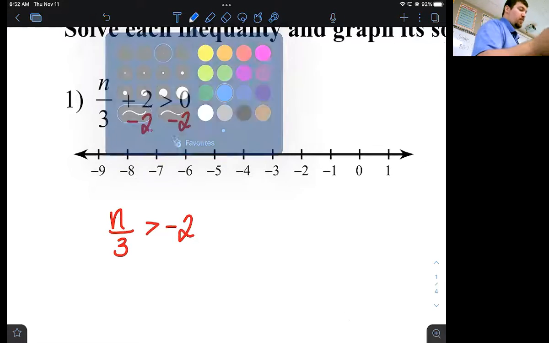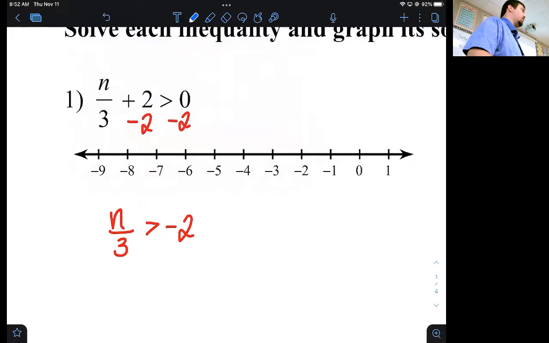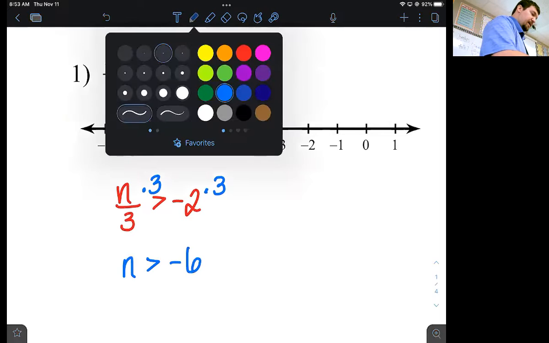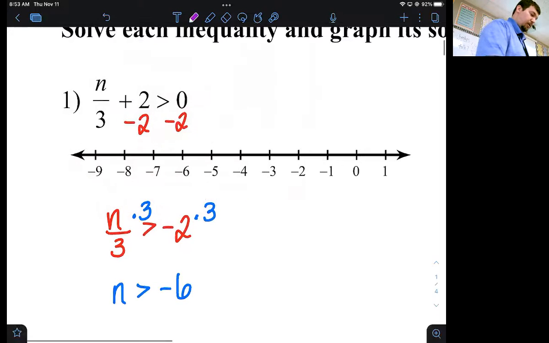Second step, again, I'm not sure what the graph is doing right in the middle of our work, but whatever. Second step, what's the opposite of dividing by 3? Do you flip the sign when you multiply by a positive? Nope. So n is going to be greater than, and someone tell me what -2 times 3 is. -6. That means we want an open circle around -6, and is n bigger or smaller? Bigger, shade to the right. Hey, we got one done already.